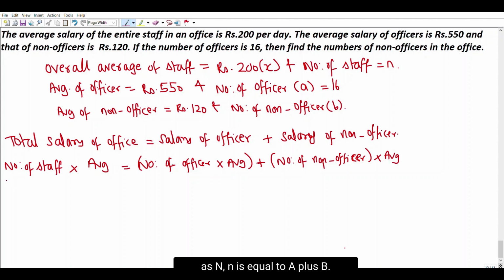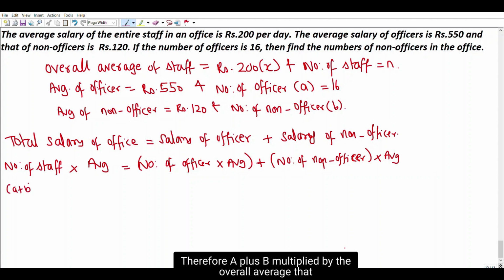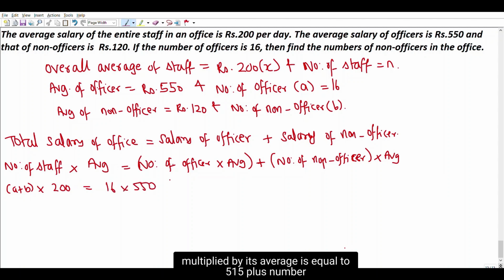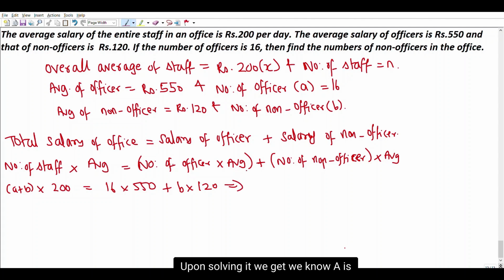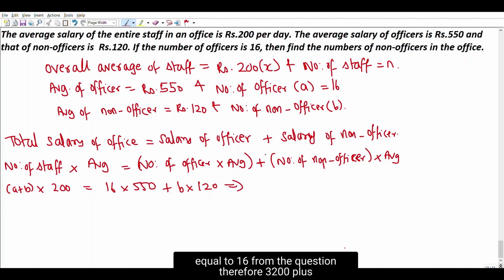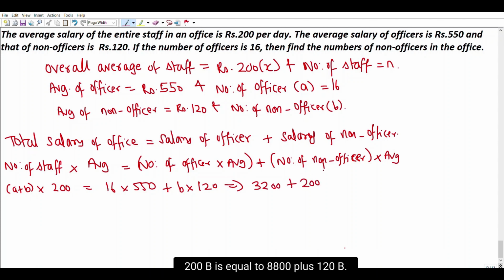N is equal to A plus B. Therefore, A plus B multiplied by the overall average, that is 200, will be equal to number of officers 16 multiplied by its average 550 plus number of non-officers, we assume it as B, multiplied by 120. Upon solving it, we know A is equal to 16 from the question. Therefore, 3200 plus 200B is equal to 8800 plus 120B.